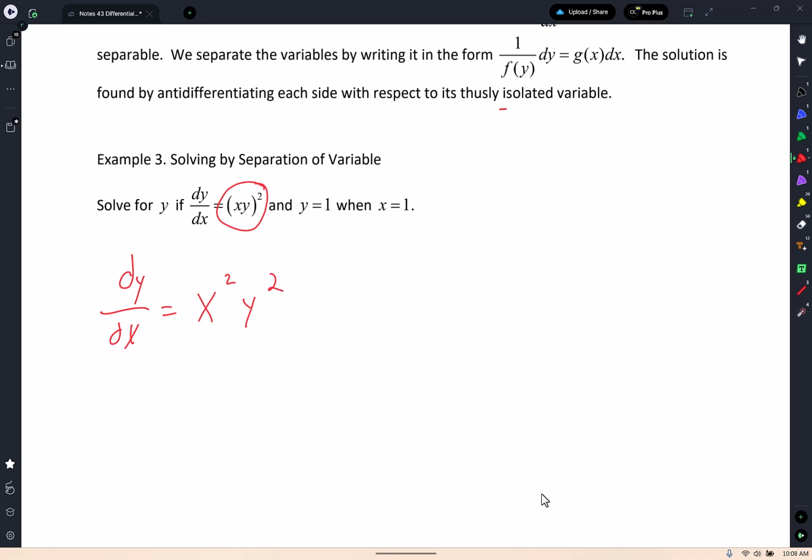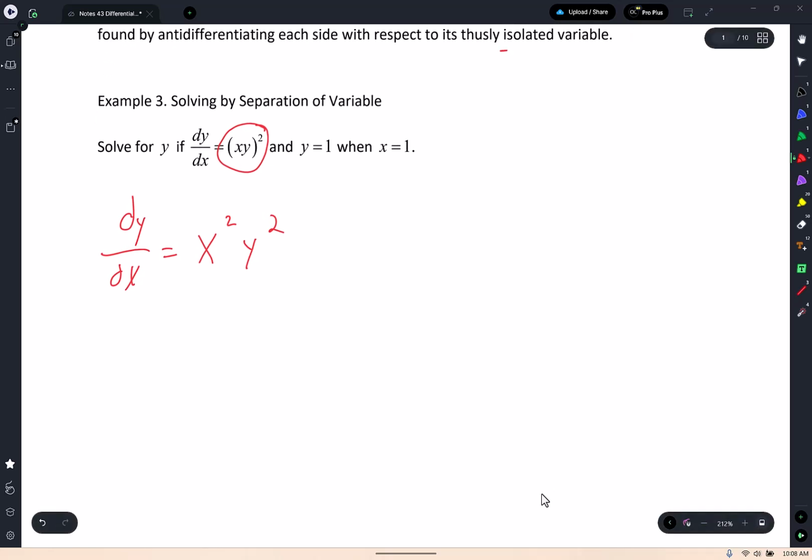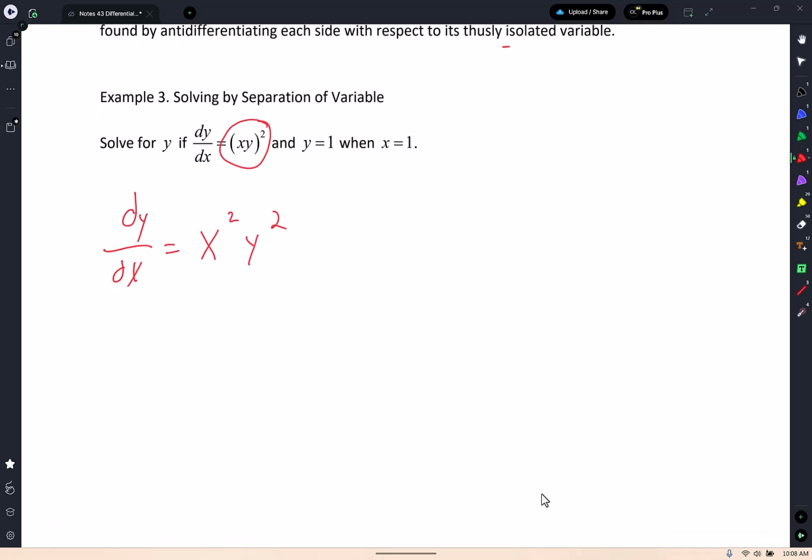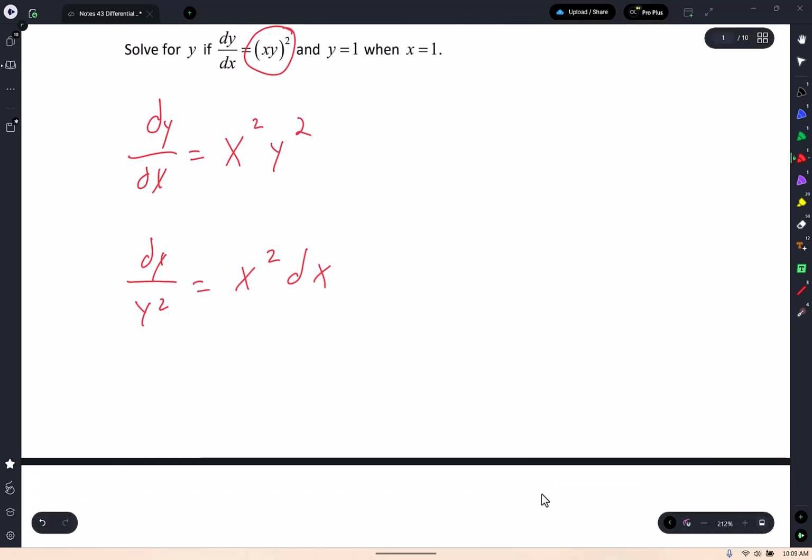Are we okay with that first step? Next step, I'm going to divide by y squared and I'm going to multiply by dx. So I'm going to write it like this: dy over y squared equals x squared dx. Do you guys see what we did? All right, now that we have it like this, I'm going to go ahead and move this up to make it easier to take an antiderivative.